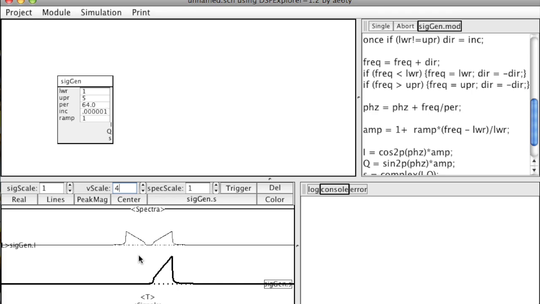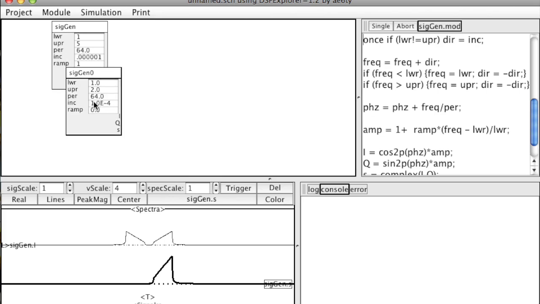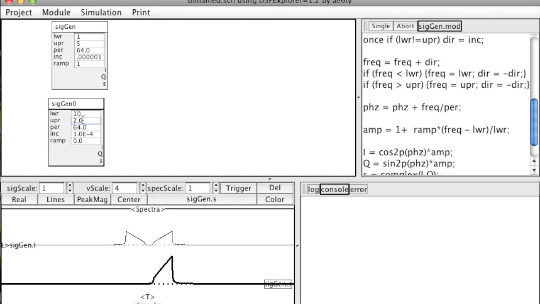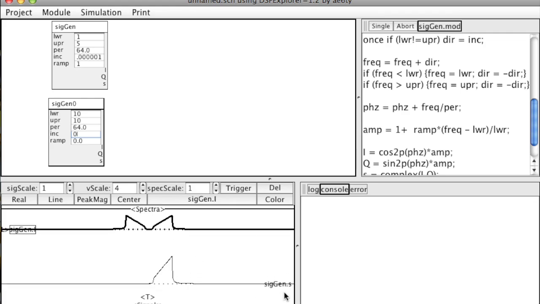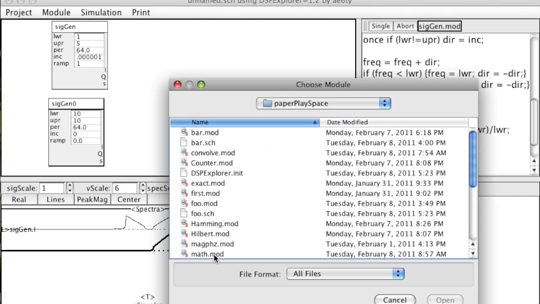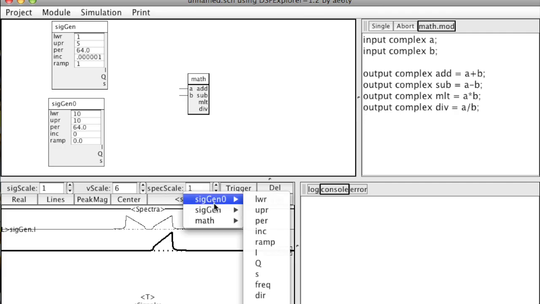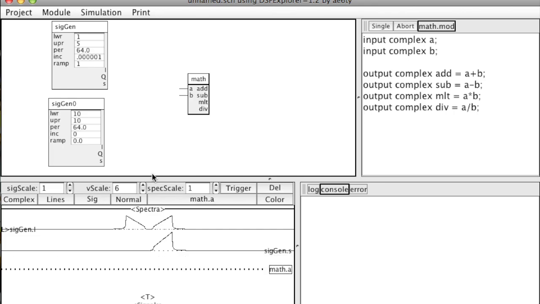Let's look at what happens when we mix the various forms of signals. Remember that mixing is simply multiplication. Let's add a mixed signal generator and set it to 10. Now we'll add a math module so that we can do some multiplication. And we want to look at the signals inside the math model. So we'll add A, and we'll add B.